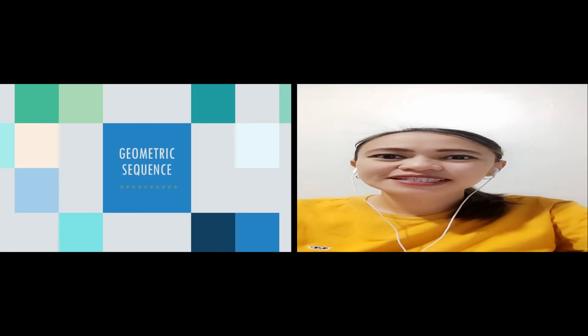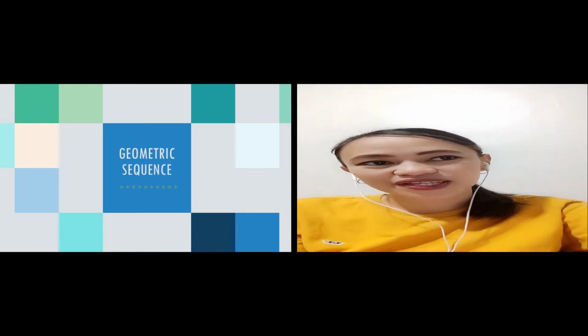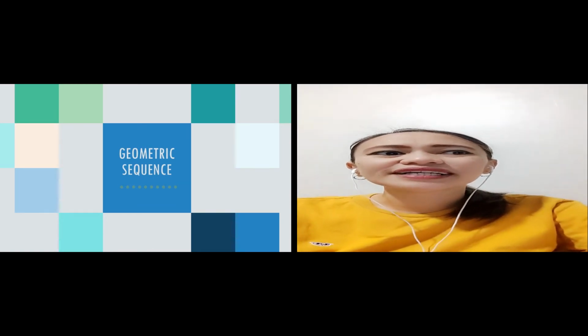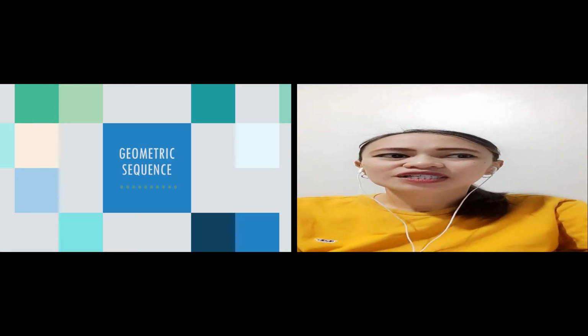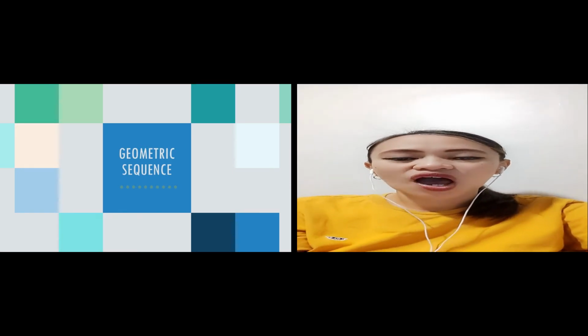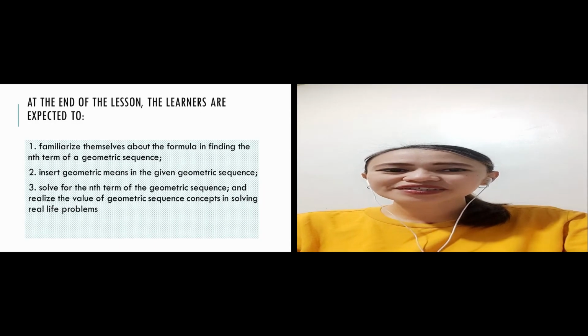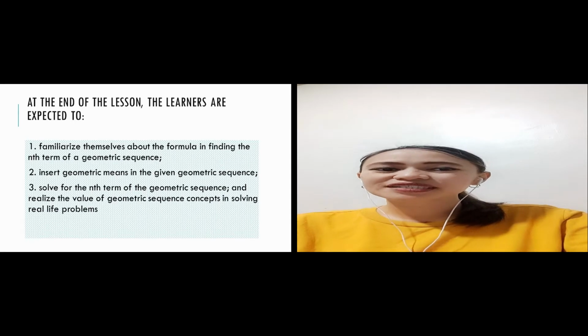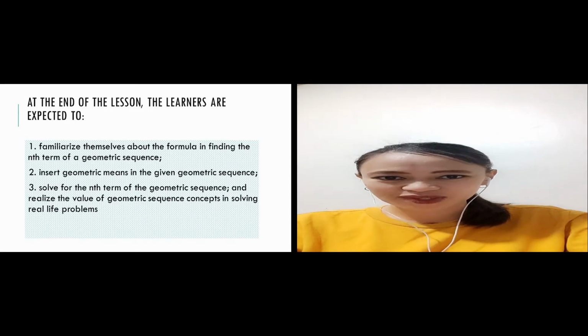Amazing morning. So let's have the quarter 1, week 4, lesson 6. It's all about geometric sequence. How do I define a geometric sequence, and how do I use the formula to find the different terms of the sequence? At the end of the lesson, the learners are expected to: 1. Familiarize themselves with the formula in finding the nth term of a geometric sequence.